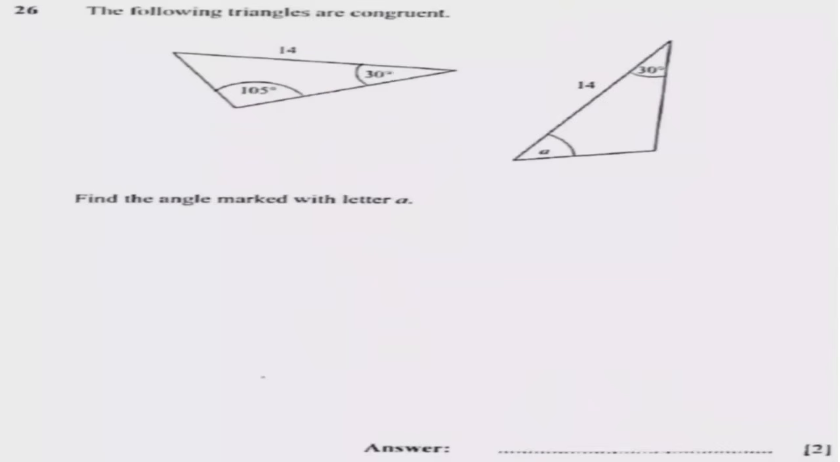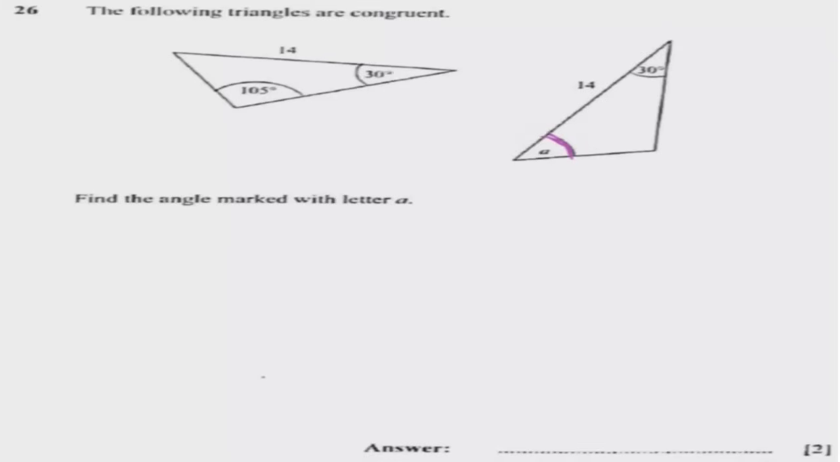We come to question 26, and question 26 is as follows. The following triangles are congruent. So we can take time and look at the following triangles. So these are congruent. The actual question is, find the angle marked with the letter A. The angle that is marked with letter A is this angle here. That's what you want to find its value.